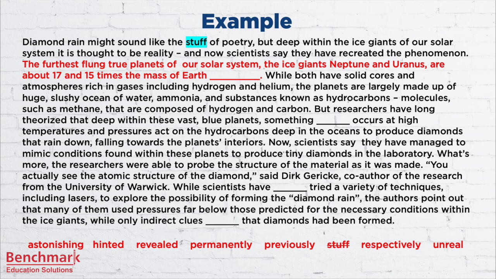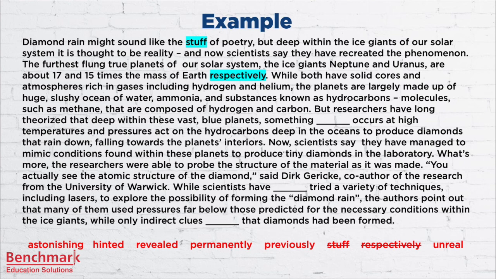So we're looking at two planets, Neptune and Uranus. Since I see that there are also two numbers describing the mass, 17 and 15, I would choose respectively as the correct answer. This adverb is used when making a distinction between two things that have already been mentioned.